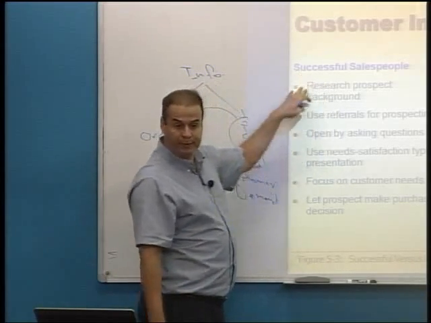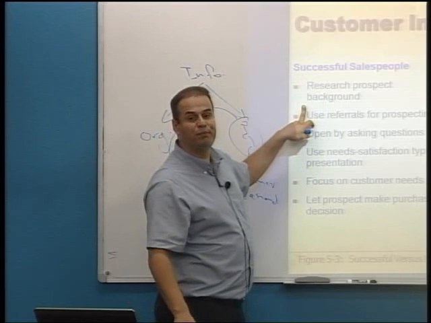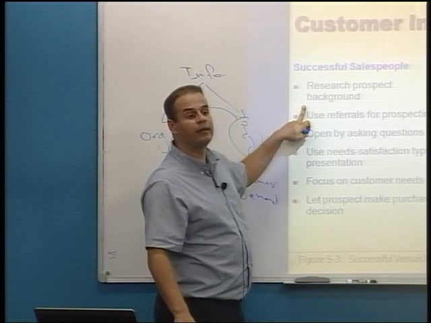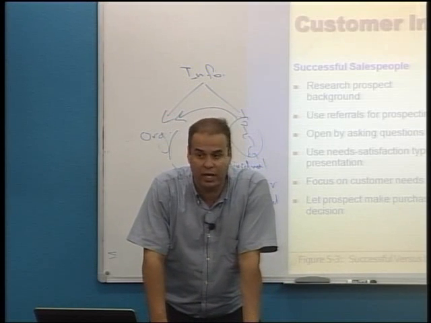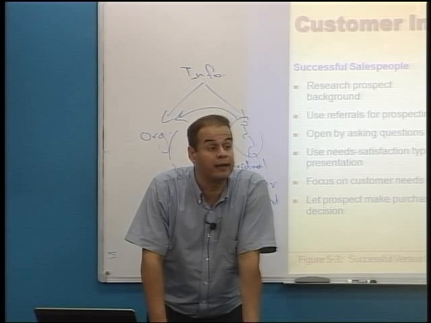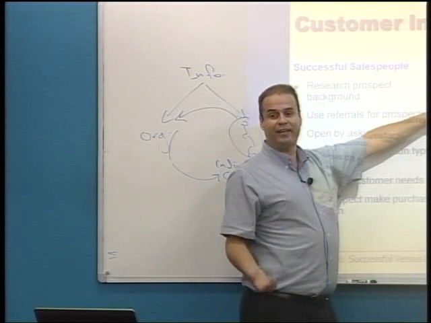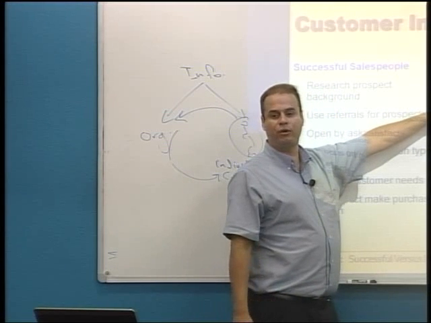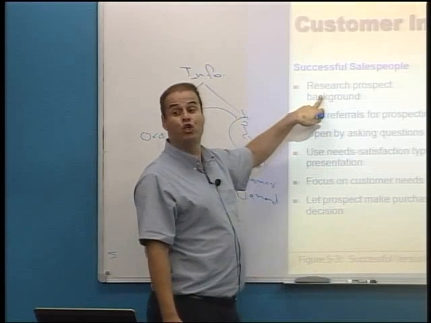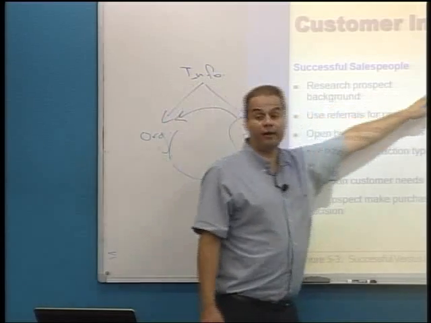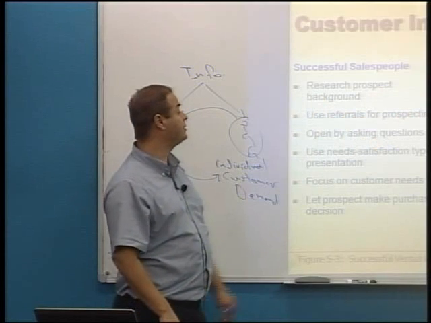The successful salespeople say the research about the prospect should be done in a very detailed way. In other words, we have to collect information and data about the prospect as much as we can. While the less successful salespeople say, let's collect the minimum or a little level of information about the prospect. So the data here is huge and more than there. This is one difference.